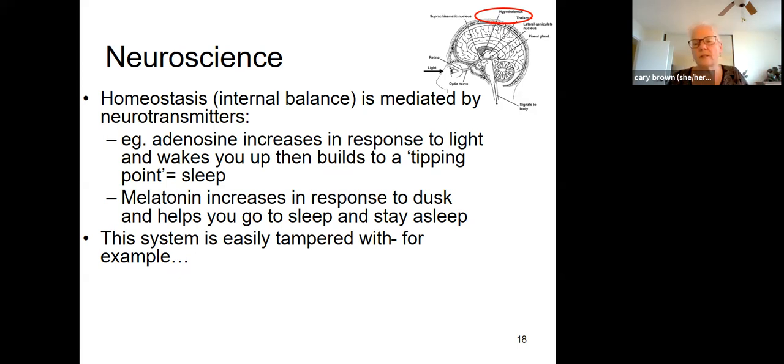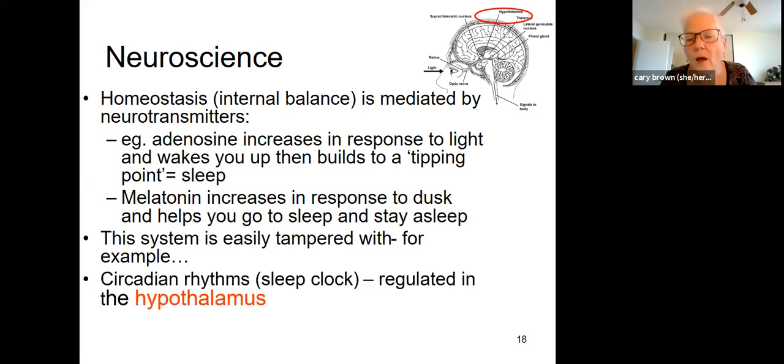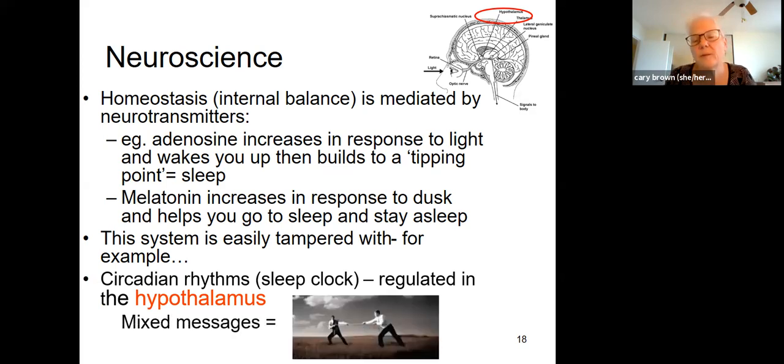Now, these systems, obviously, the way we live and we work are very easy to tamper with. A lot of this is regulated in the hypothalamus, right? And it's easy to get mixed messages. All we have to do is get too much bright light at night and not enough in the daytime. And that tends to be most people's work environments.